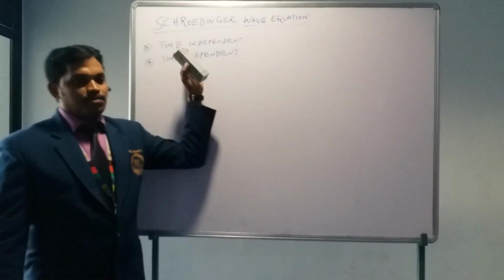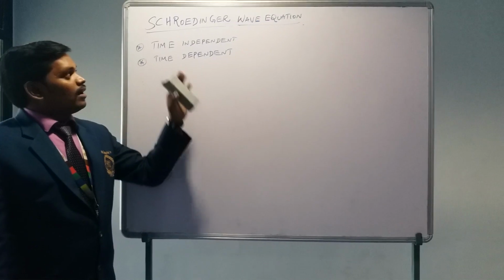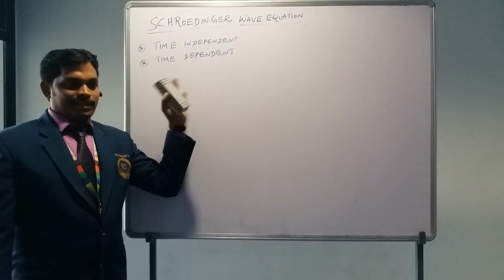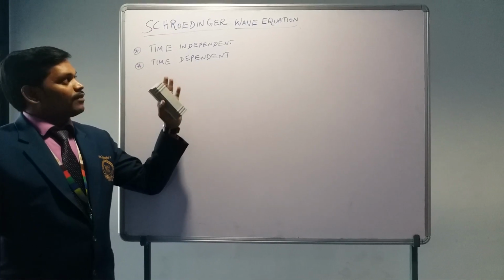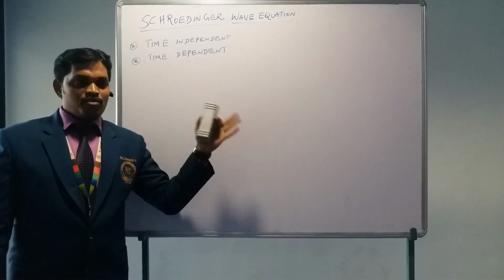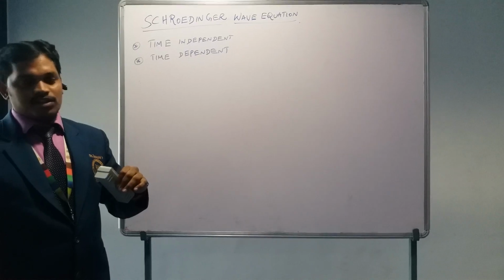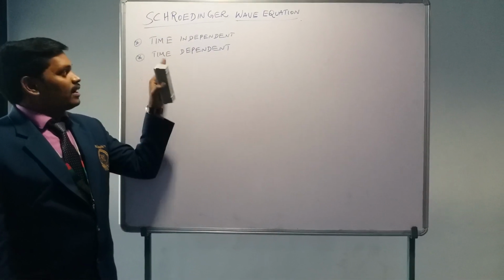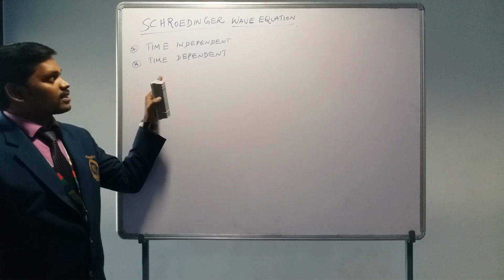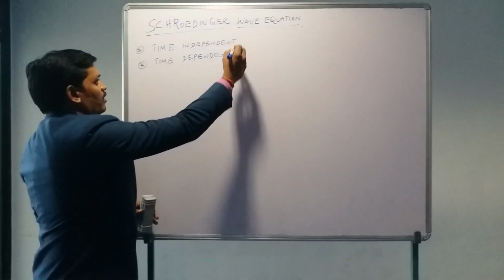Today we are going to discuss the Schrodinger wave equation. It describes the wave nature of a particle in mathematical form. For that, Schrodinger connected classical wave mechanics with the de Broglie wavelength concept, in which there are two types of equations: the time-independent wave equation and the time-dependent wave equation. In this class, we are going to discuss the time-independent wave equation.